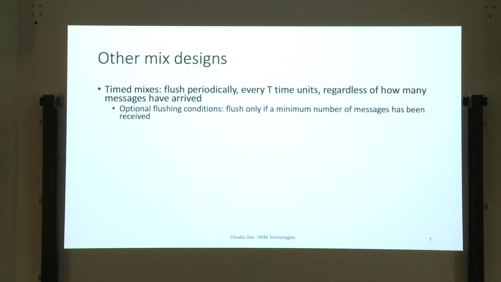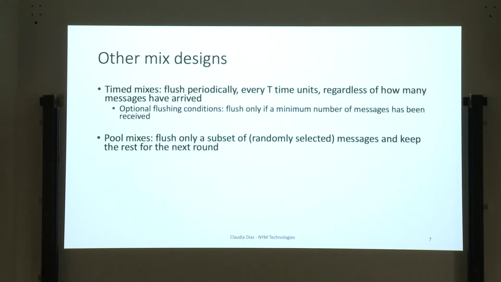Other designs have been proposed since. So for example, what about flushing every hour instead of waiting for n messages? In this way, we have a bound on how long it will take a message to be delivered. You can have optional conditions, where you will only send messages if you have more than 20, otherwise the anonymity set is too small, things like that.